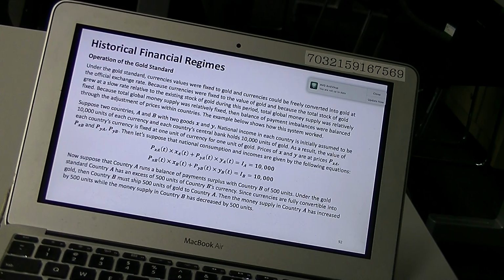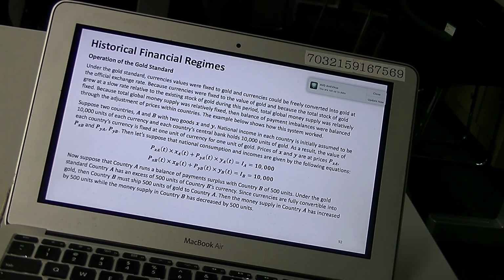So let's think about how the gold standard works. Under the gold standard, currency values are fixed to gold, and currencies can be freely converted into gold. What that means is you can convert to gold at the official exchange rate. The total stock of gold grew at a slow rate. So basically, the world money supply was fixed to the amount of gold.